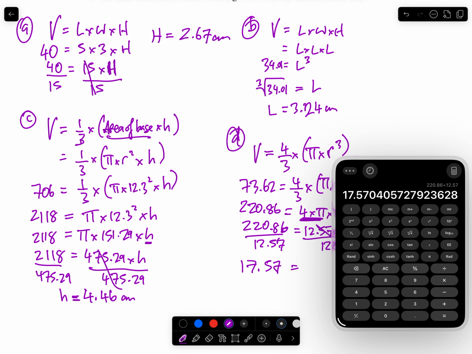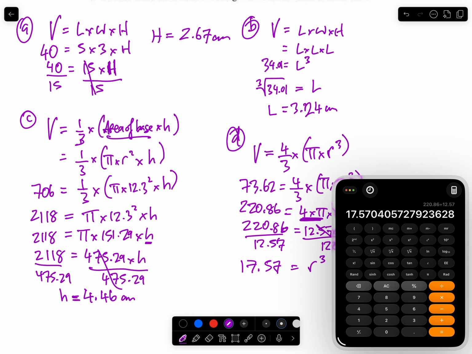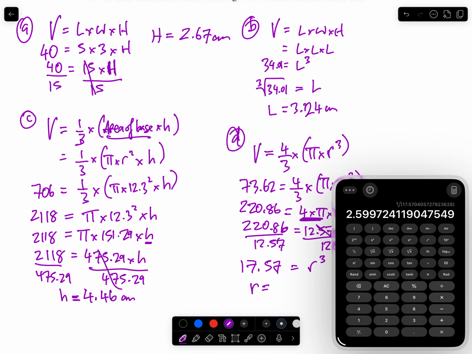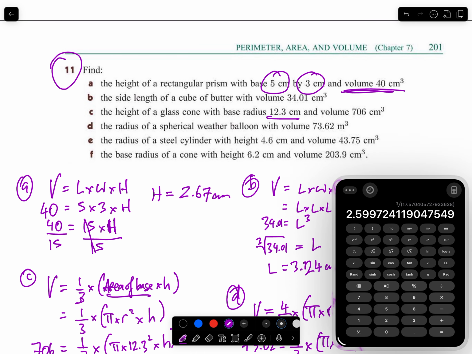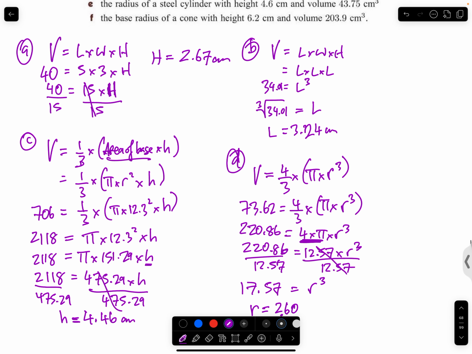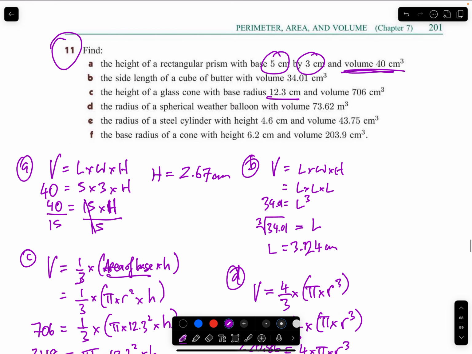17.57 equals r cubed. The opposite of cubing something is cube root. So cube root, the answer, the radius is going to be 2.60. What units was that? Weather balloon, meters. So that's going to cubic meters. So that's going to be in meters. E, the radius of a steel cylinder.